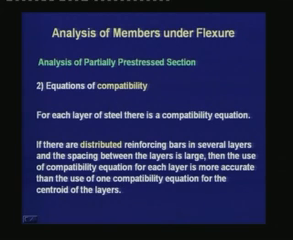The second principle that we use is the equations of compatibility of strains. For each layer of steel, there is a compatibility equation. The compatibility means that the concrete and steel are deforming together. If there are distributed reinforcing bars in several layers and the spacing between the layers is large, then the use of compatibility equation for each layer is more accurate than the use of one compatibility equation for the centroid of the layers. The equations that we shall learn now will help us to analyze any beam where we have distributed steel in several layers with wide spacing between the layers.